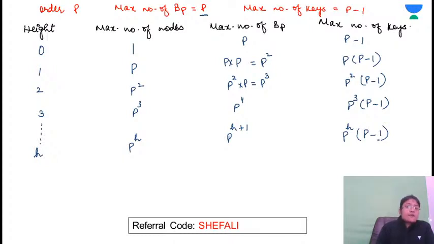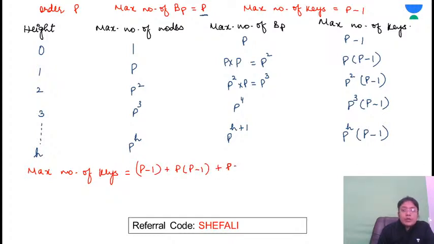Now, if they are asking for the maximum number of nodes, take the sum of this one. This is a GP series. If they are asking for the maximum number of block pointers or maximum number of keys, ultimately this will form a GP series. Quickly write the formula for the maximum number of keys. Remaining you can find out. Maximum number of keys will be p minus 1 plus p into p minus 1 plus p square into p minus 1 and so on, up to p raised to power h into p minus 1.